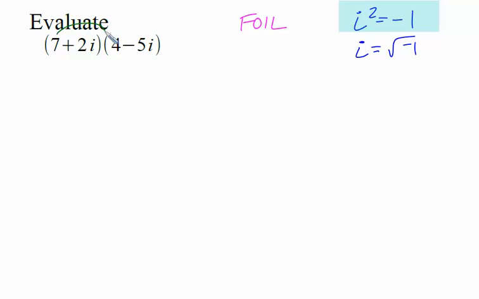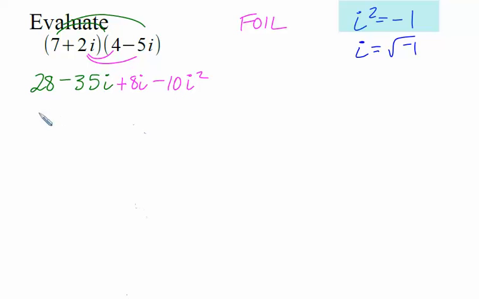So first, we're going to do what we have outlined here. 7 times 4 is 28. 7 times a -5i is a -35i. Then 2i times 4 would be plus 8i. 2i times a -5i is a -10i squared.